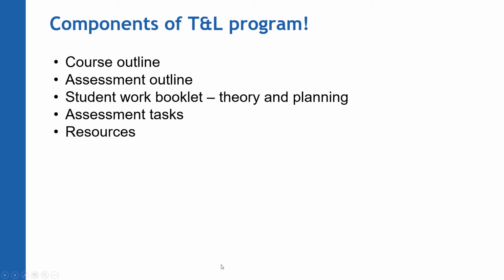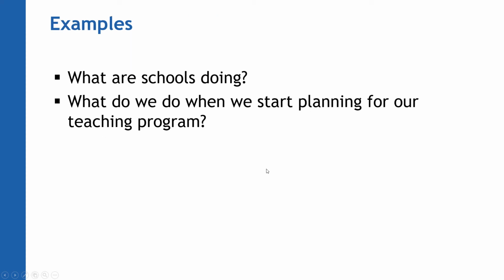So the components for a teaching and learning program, just so that we're very clear, you need to have a course outline, an assessment outline, student work booklet, theory and planning, assessment tasks, and resources. So what are schools doing? Well, what do we do when we start planning for our teaching program? We need to think about all of those aspects. We don't have textbooks per se that our students get. We use those personally just for us to start to develop our projects for the students to do.